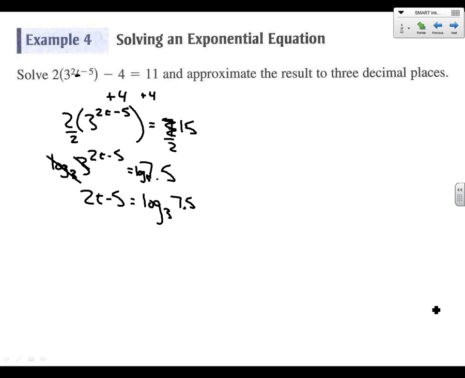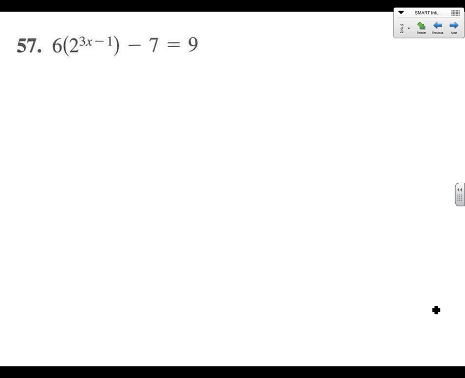Okay to have a decimal in there. And so we're going to add 5 and add 5. And then we're going to divide by 2 and divide by 2. So t will equal log base 3 of 7.5 plus 5, divided by 2. And if we plug that into our calculator, we're going to end up with approximately 3.417. So let's try one on your own.